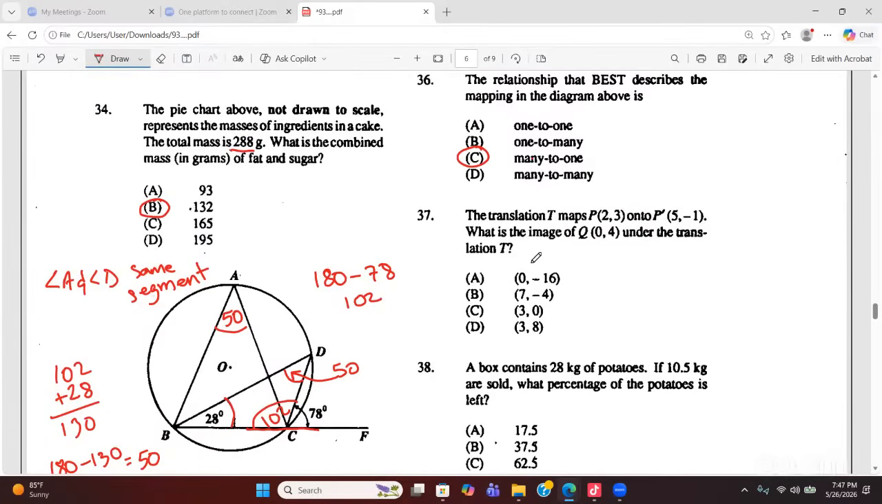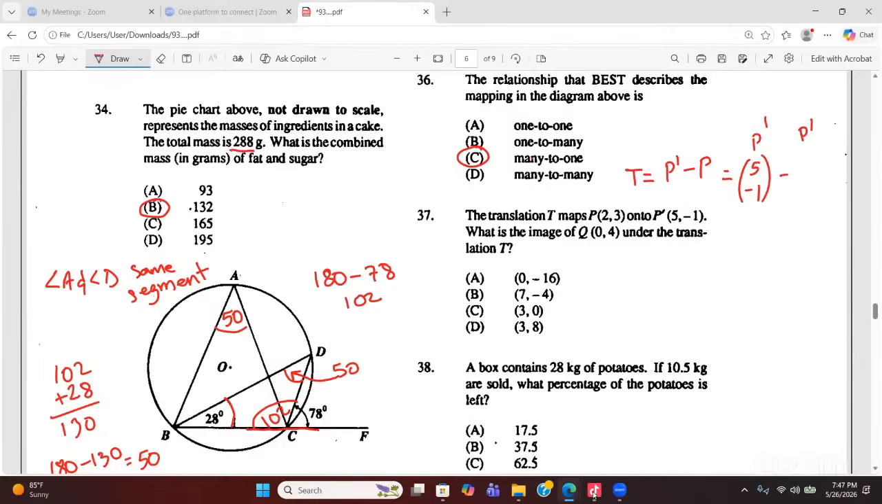Now, look at this question. This question says the translation T maps P onto P prime. What is the image of Q under the same translation? Very good question. So remember, you can easily find your translation by taking your image minus your object. I said that yesterday: image minus your object. So in this case, my image is 5, -1.